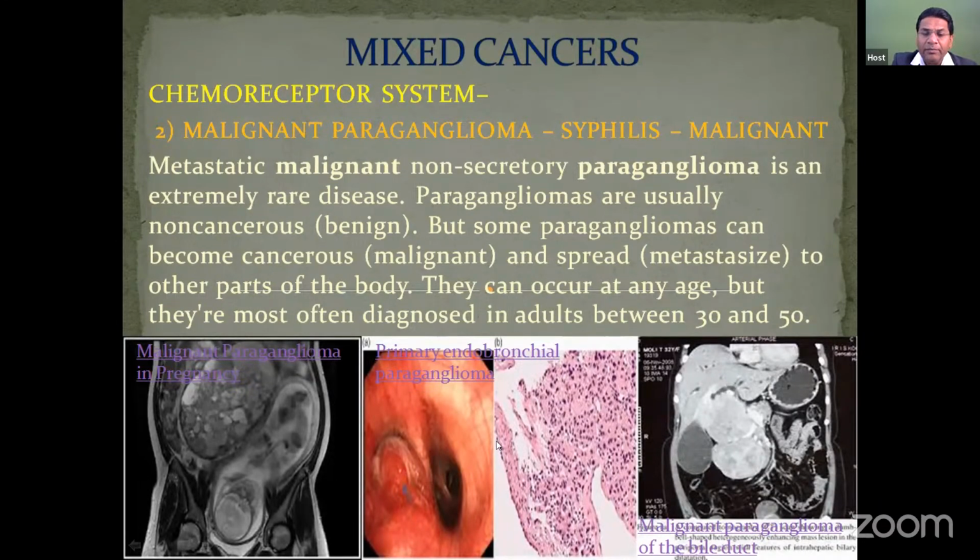Then in the endobronchial tube में भी paraganglioma. Then in the bile duct में आपको paraganglioma दिख रहा है. Yes, this is the cut section of bile duct. So paraganglioma, it is malignant as well as benign. So chemoreceptors में हमें दो चीजें ध्यान में रखना है, एक benign paraganglioma and एक malignant paraganglioma.